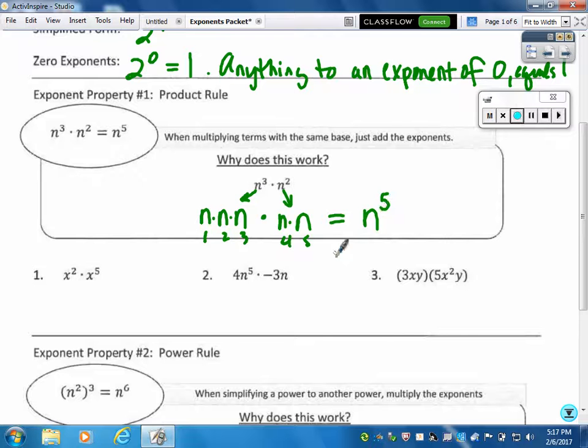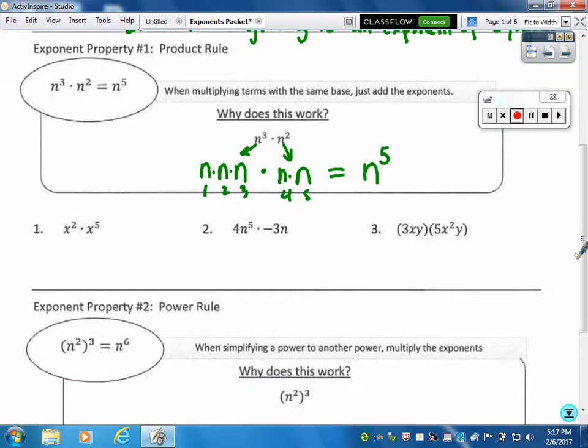So instead of sitting there and always writing out how many n's I have, counting them up, and then writing that, we found out that a shortcut would be anytime you have 2 of the same bases multiplying together, you can just add their exponents instead. For example, 1 over here. If I have x squared and x to the 5th, then I know I have x to the 7th. So same base of x, and then I get to add the 2 and the 5 together.